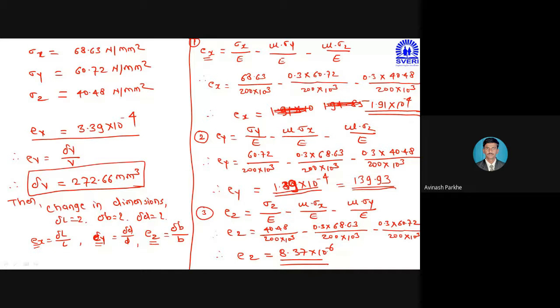Calculate epsilon x, epsilon y, epsilon z. This calculation is very important. If you make a mistake in this calculation, you will get the wrong change in dimensions. Delta L will be wrong, delta B will be wrong, delta D will be wrong. So do the separate calculation for each term, and at the end make the subtraction. If you have calculated epsilon x, epsilon y, epsilon z, then find out the change in dimensions.